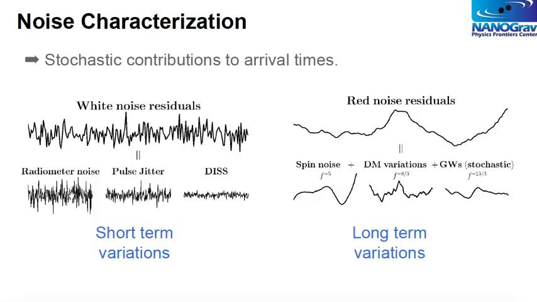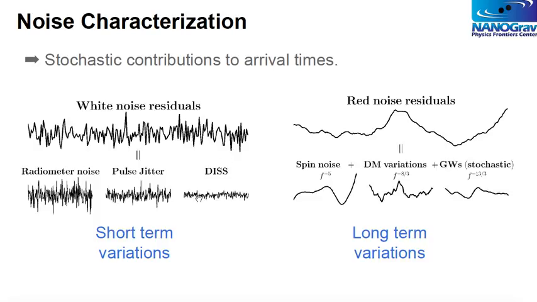And that comes from lots of things. The radiometer noise, which is actually a byproduct of the telescope. The pulse jitter, which is intrinsic to the way that the pulses are emitted from the pulsar itself. This is the diffractive interstellar scintillation.